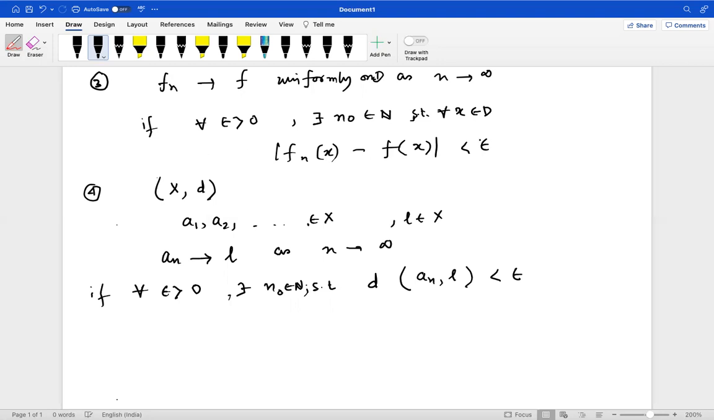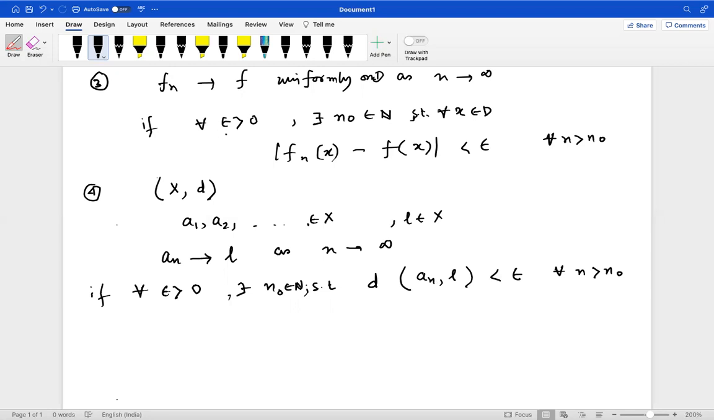Sorry, for all n greater than n0 here. Here also for all n greater than n0. This is true for all n greater than n0. So the distance between an and L is less than epsilon.